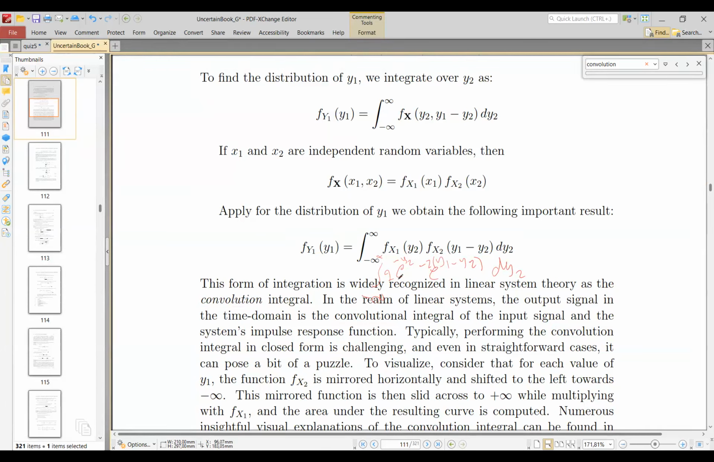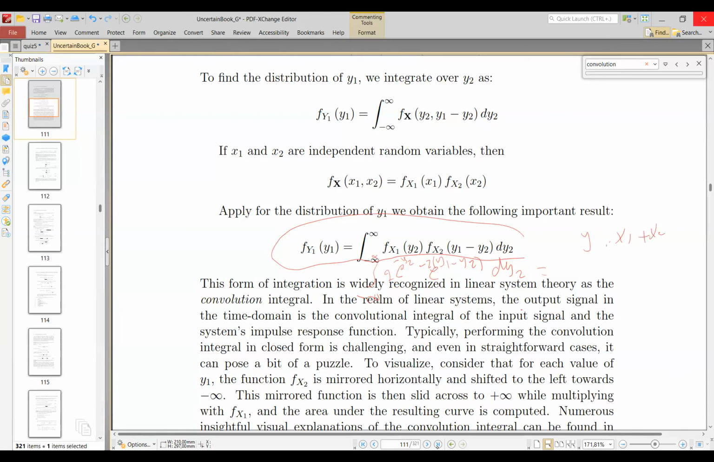I didn't ask you to solve this integration. Even solving this integration is easy because it is just exponential. But I didn't request you to solve the integration, just to put it in this form. Anyone who puts it in this form will get the points of this quiz. So it's as simple as that. Just substitute in this equation of the convolution to find the distribution of x1 plus x2. This will be the distribution of x1 plus x2.